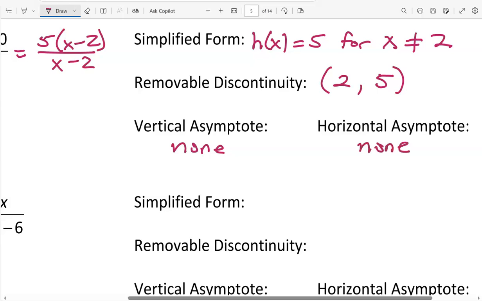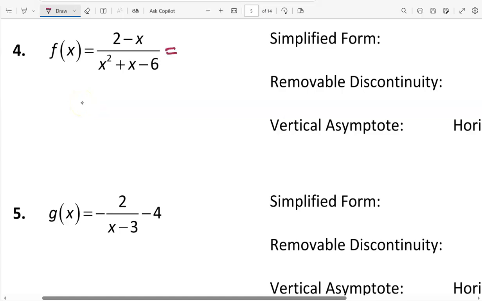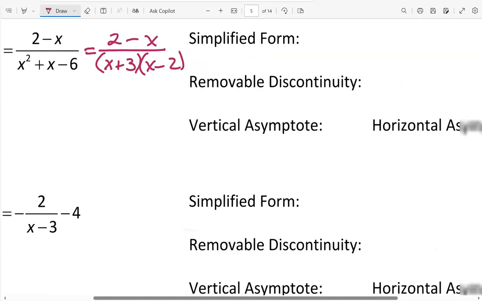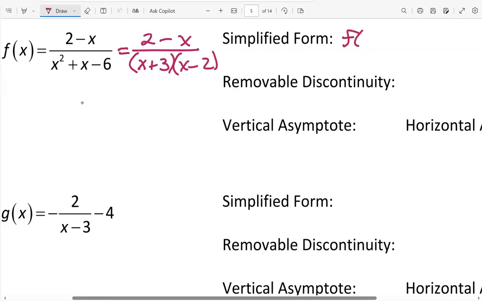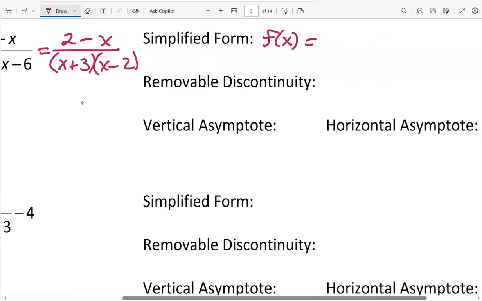In number 4, we can simplify by factoring the denominator into x plus 3 times x minus 2. Since x minus 2 and 2 minus x are opposite factors, that means that f of x simplifies to negative 1 divided by x plus 3, but we have to acknowledge that we lost the factor of x minus 2 in the denominator, so we lost the discontinuity at x equals 2. So we can say that x is not equal to 2. That means we have a removable discontinuity when x is equal to 2.